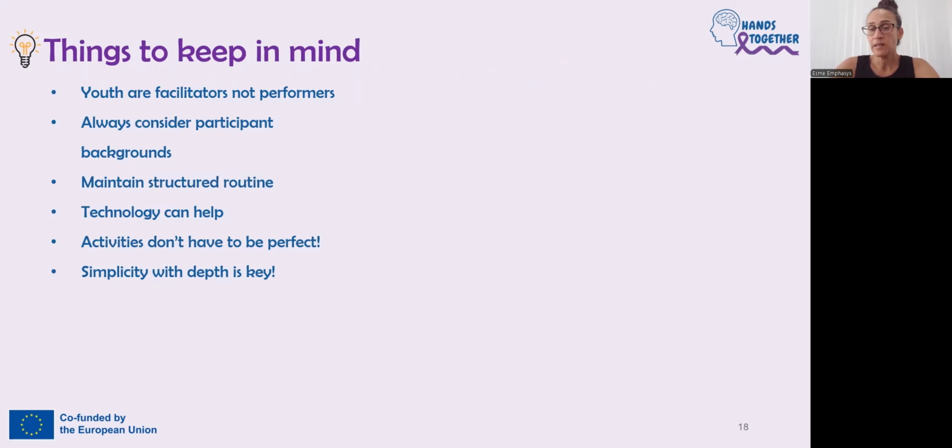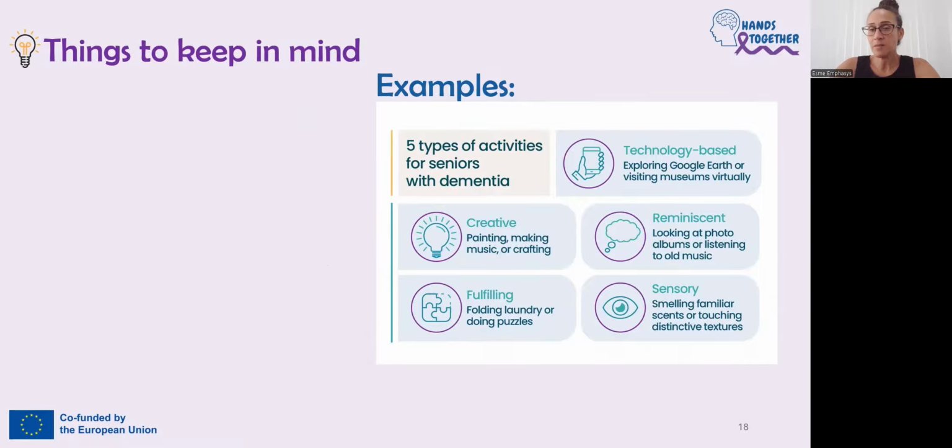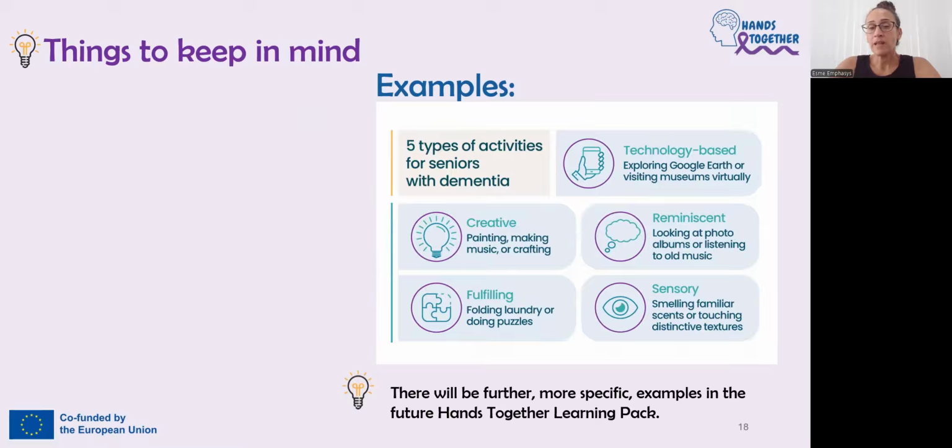the experience for all. Here are some further examples of activities specifically aimed at seniors with dementia that can be conducted even at home. This web link offers practical and sensory-rich activities to engage individuals with dementia in a home setting. Suggestions include watching nostalgic movies, listening to music, browsing photo albums, folding laundry, and participating in simple crafts or puzzles, each tailored to stimulate memory and provide emotional comfort. Even more examples will be available in the upcoming Hands Together Learning Pack.